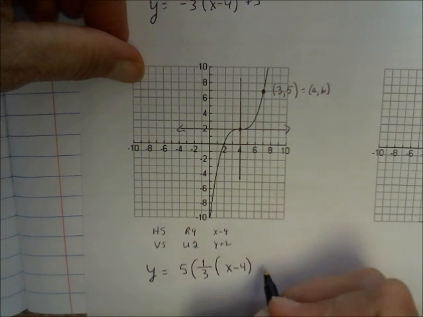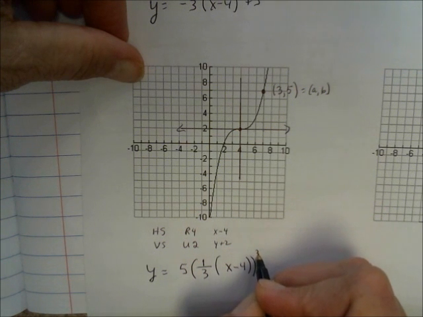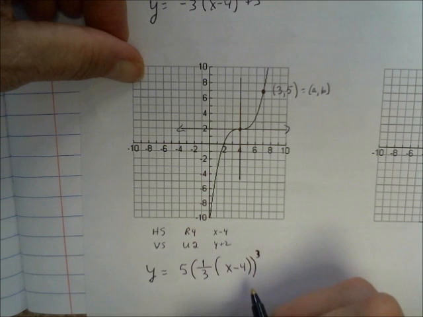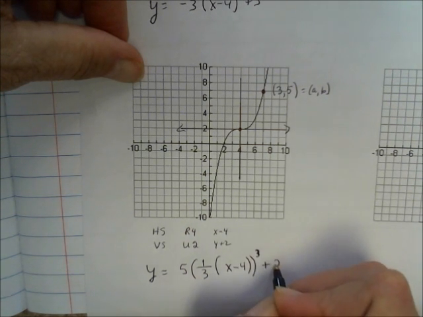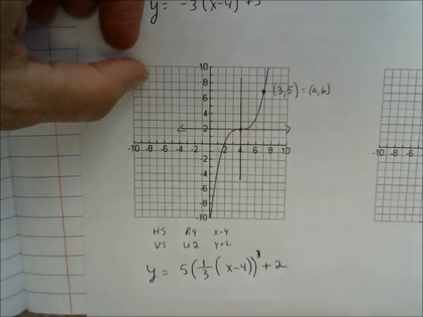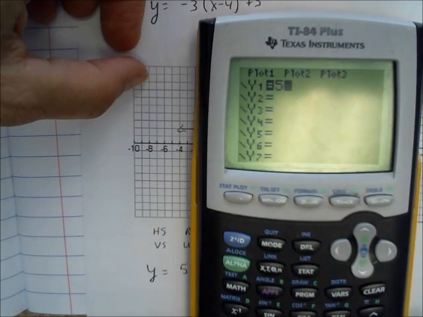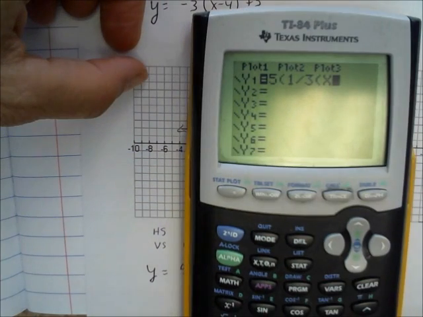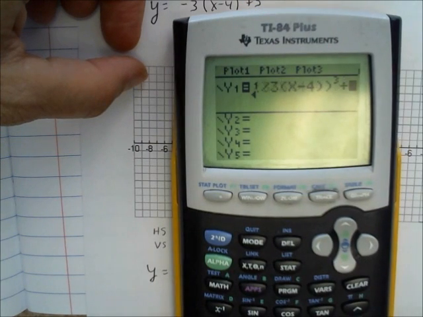Okay, and now remember we have to double up our parentheses and cube that. Remember this double parentheses. If you don't double it up, it's not going to be the right one. And then, like I said, we're going to move it up 2, so plus 2 is at the end. So that would be our final answer. Let's make sure we're right. Y equals 5, parentheses 1/3, parentheses x minus 4 to the 3rd power plus 2.